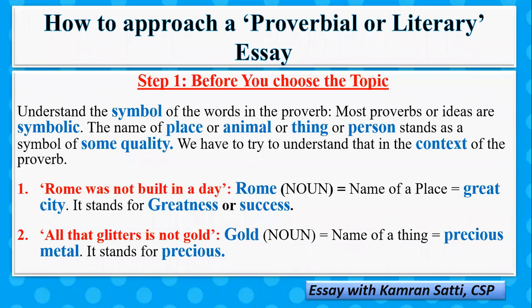Now let's suppose another topic shows up, which is all that glitters is not gold. Here once again we have to decode the keywords. Gold is a keyword, and glitters. These are the keywords. Now gold once again is a noun, it is the name of a thing. Just like I told you, these are symbolic in nature. So gold is a precious metal, so it stands for anything in real life which is precious, which is prized. So gold denotes the quality of preciousness in real life.